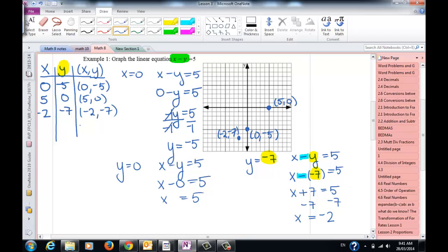And I can draw my straight line. If you have a ruler, it might help you a bit. If you don't have a ruler, just try and make the straightest line you possibly can. Now, on our graph, we always need arrowheads. We always need the labeling of the points. And then finally, we need to actually label the graph by putting the equation of our line in. And I've got everything labeled.